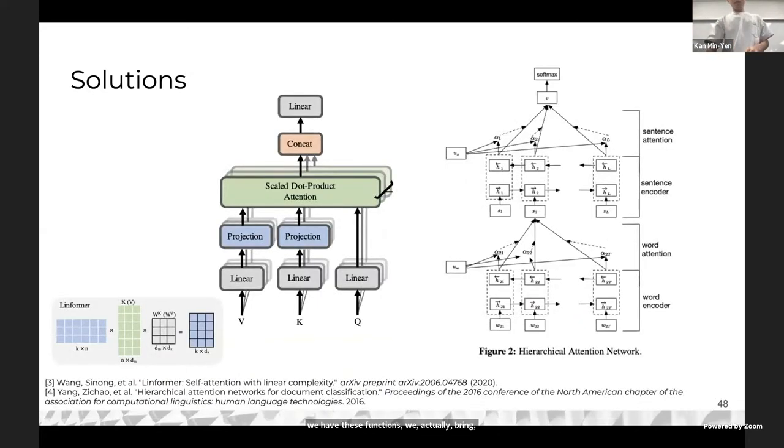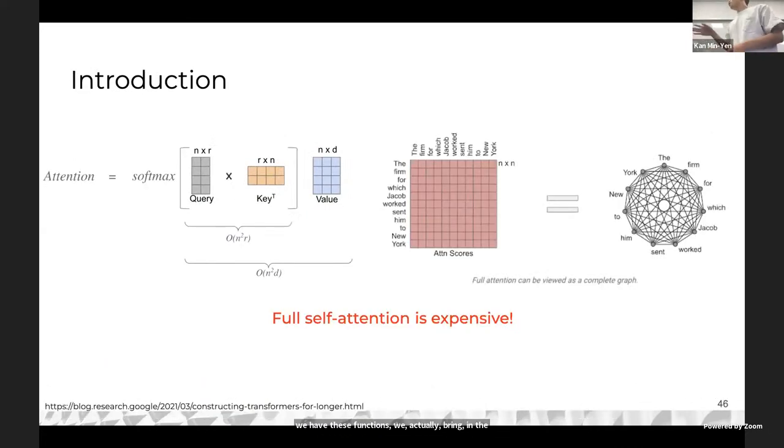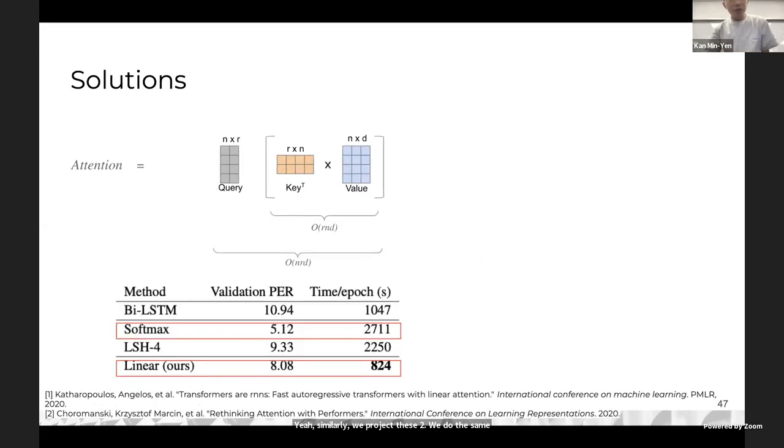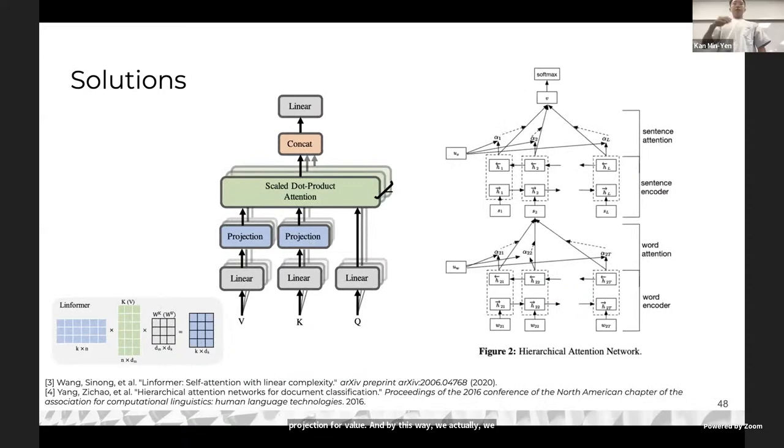In the same year, what if we just want to keep the original attention calculation? What we can do is use two additional projections to project key and value from n to r. You can see here, the key here is r times n. What if I use an additional projection to project this r times n to r times k? In this way, we can reduce this calculation from n squared times r to n times k times r. Similarly, we do the same projection for value.